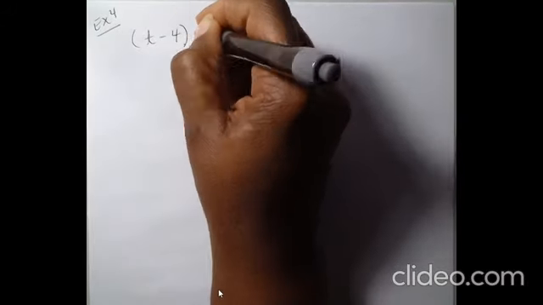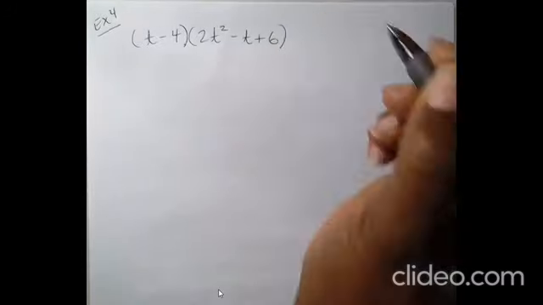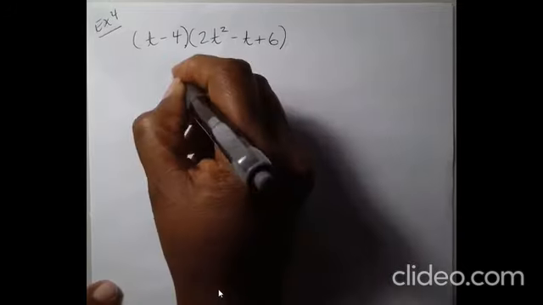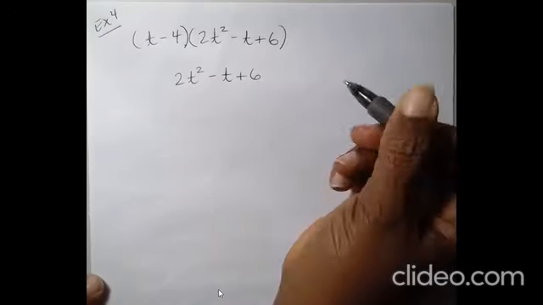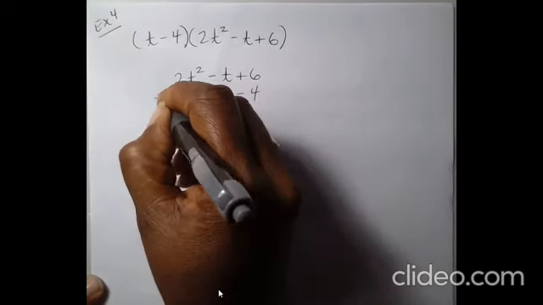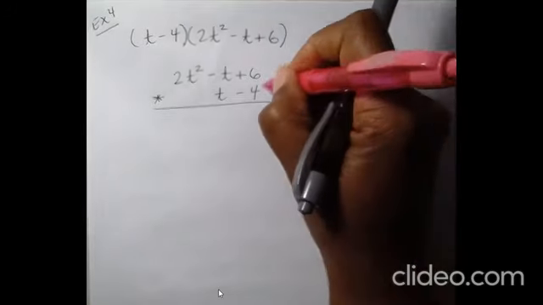t minus 4 times 2t squared minus t plus 6. Well, I'm going to go back to method 1 because I think I like that one the best. 2t squared minus t plus 6, and we're multiplying that times t minus 4. Okay, I'll use my marker so you'll still see what we're doing.